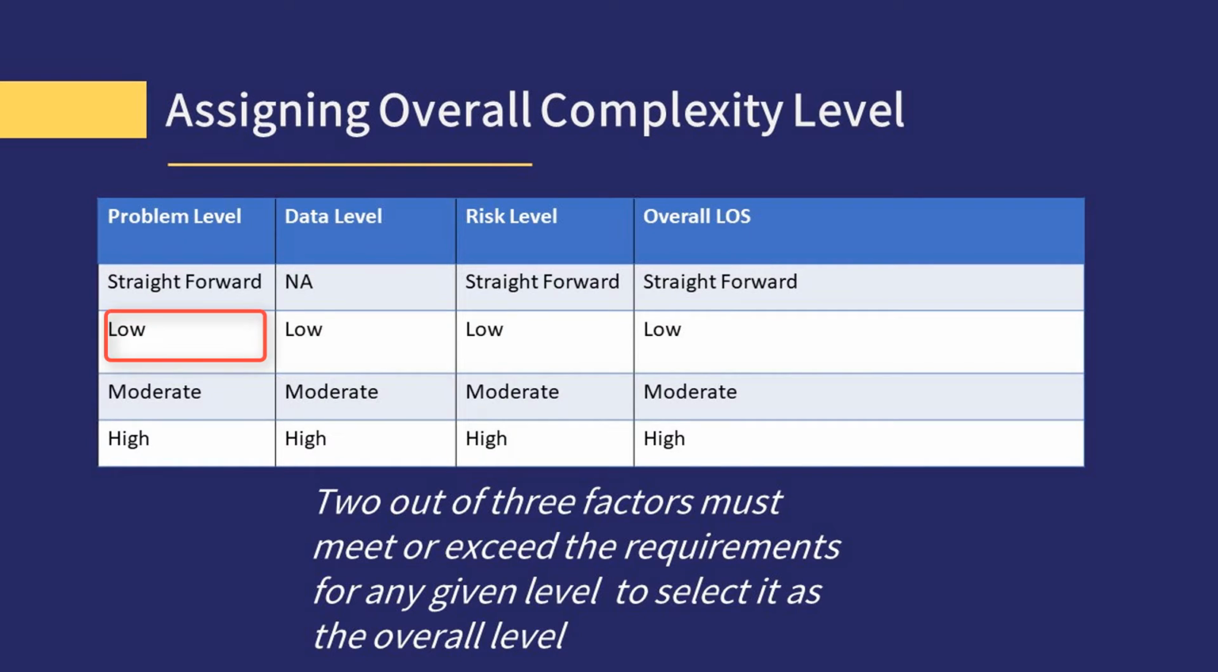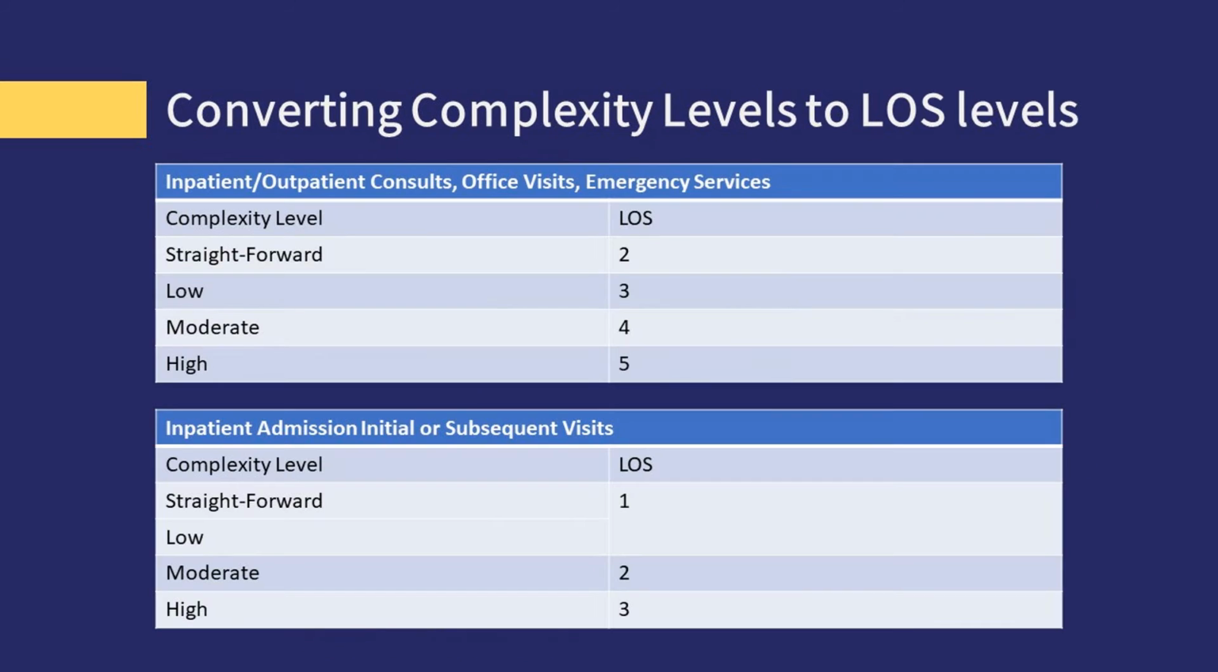Similarly, if you have a low problem and data complexity with moderate risk complexity, the overall complexity is low, as the problem and data complexity are the 2 out of 3 elements that are at the low complexity level. The final step is to convert the complexity level to a level of service for the encounter. Outpatient, emergency, and consult encounters are based on a 5-point scale. Hospital initial and subsequent visits are based on a 3-point scale.